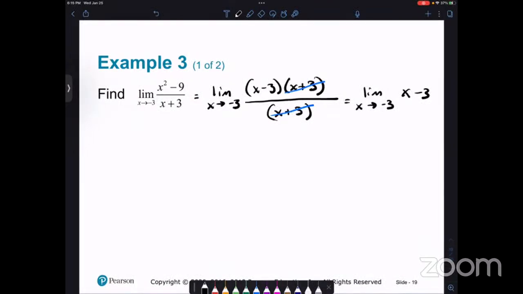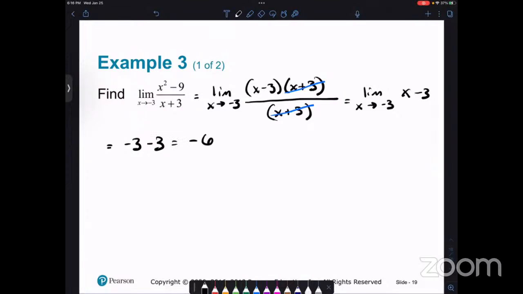So then as x gets close to -3, then the function gets close to -6. It's not defined at -3, but when we're close to -3, the y value should be close to -6, right? So then this is going to be -3 minus 3, which is -6.